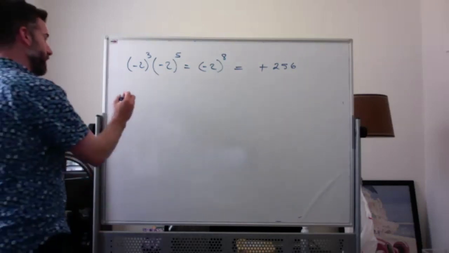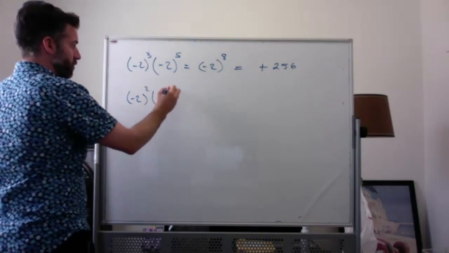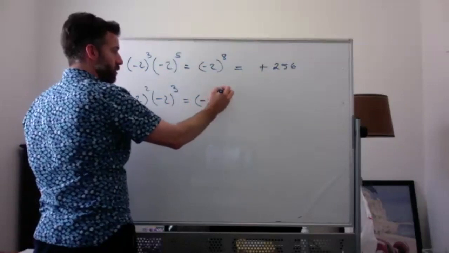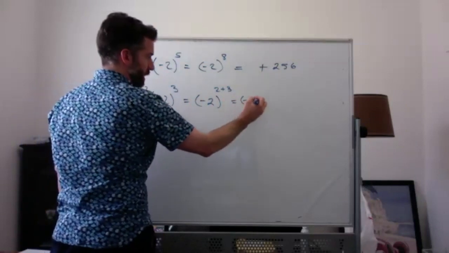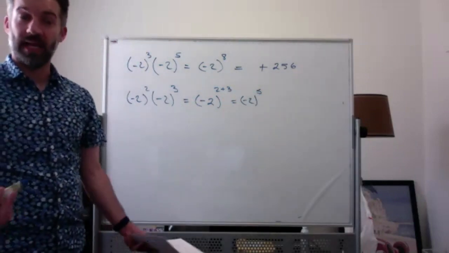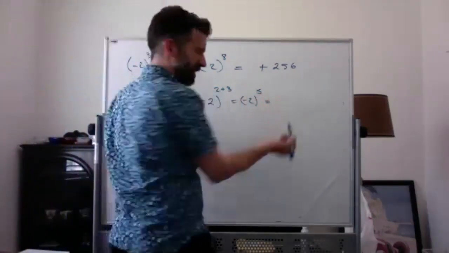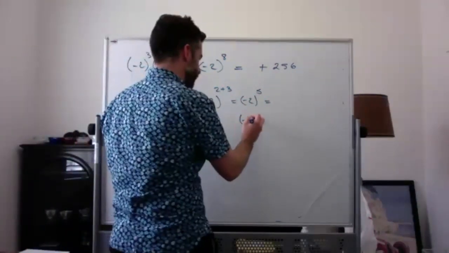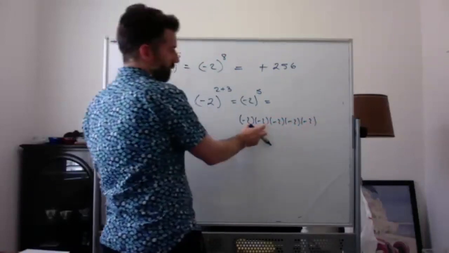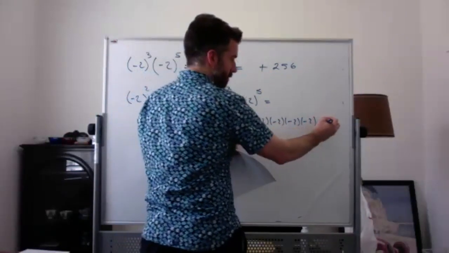Whereas if we had, say, -2 to the 2nd times -2 to the 3rd, that would end up being -2 to the 2 plus 3, which is -2 to the 5th. And that would end up being negative because it's a negative number multiplied by itself an odd number of times. We can write this one out. It's not too many 2's. -2 times -2 times -2 times -2 times -2. 4, -8, positive 16, -32.